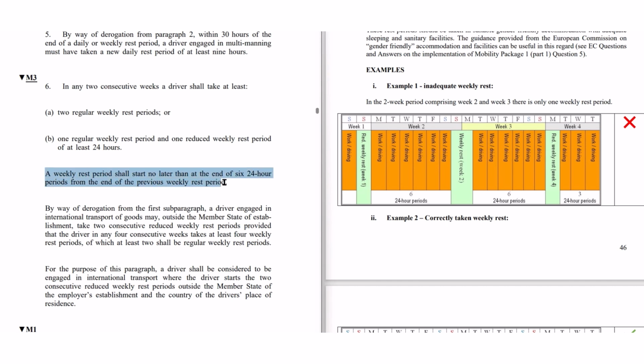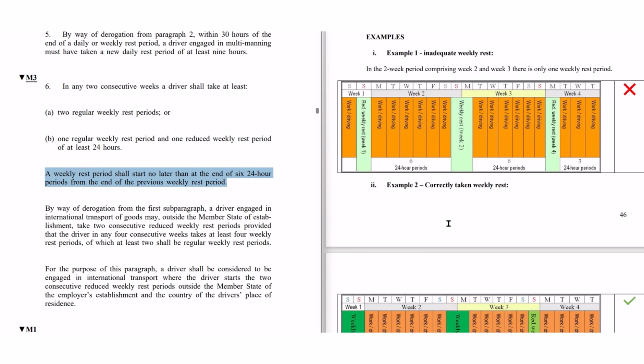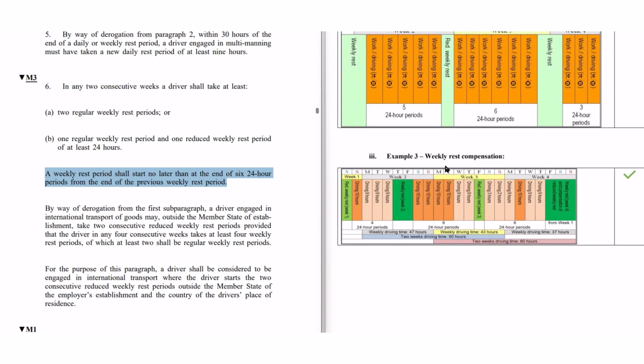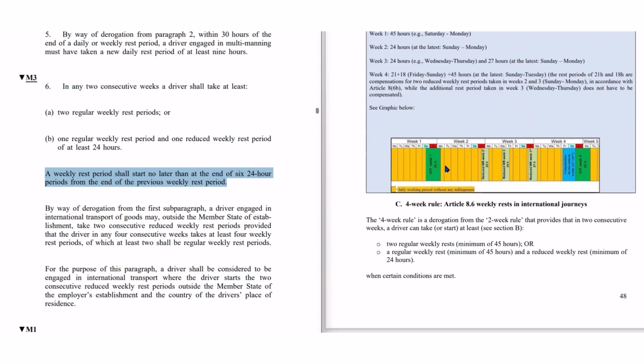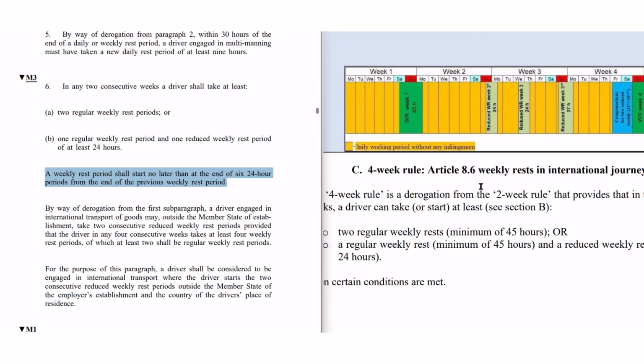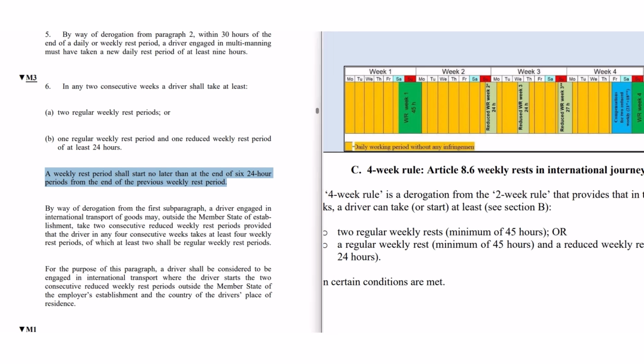Now come the newer allowances. It is possible to take 2 consecutive reduced weekly rest periods. The regulation states that, by way of derogation from the first subparagraph, a driver engaged in international transport may take 2 consecutive reduced weekly rests outside their home member state, provided that in any 4 consecutive weeks, at least four weekly rest periods are taken, of which at least 2 must be regular weekly rests.